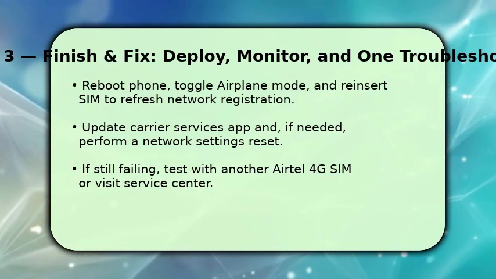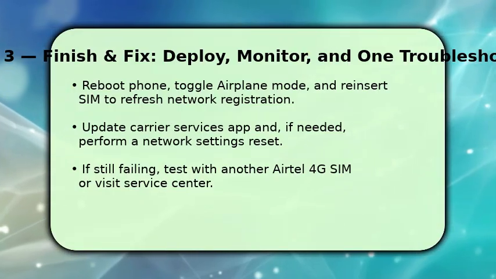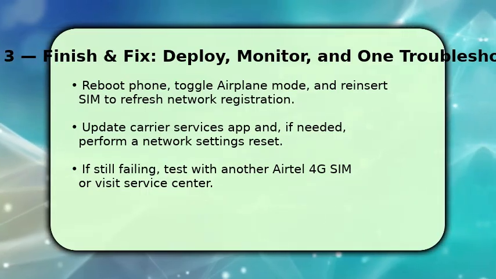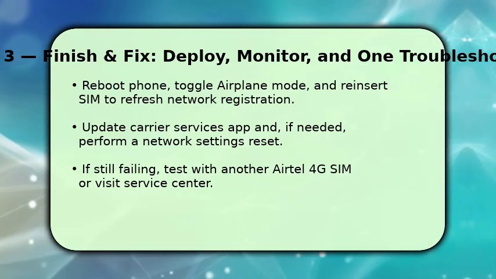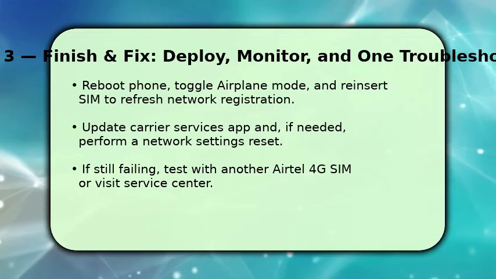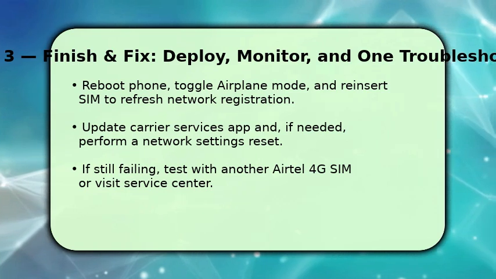To finalize, you reboot the phone, toggle airplane mode on then off, and reinsert the SIM to force fresh network registration. Make sure carrier services and Samsung phone apps are updated. Then, if problems persist, perform a network settings reset in Settings General Management. This clears APNs and reconfirms defaults.